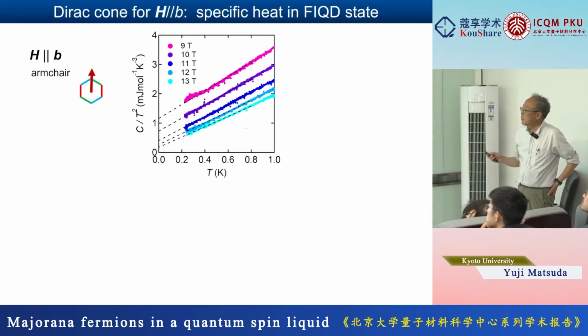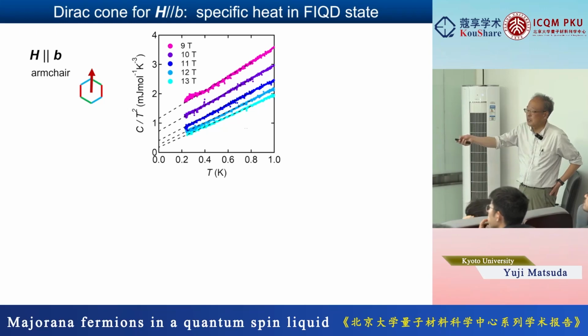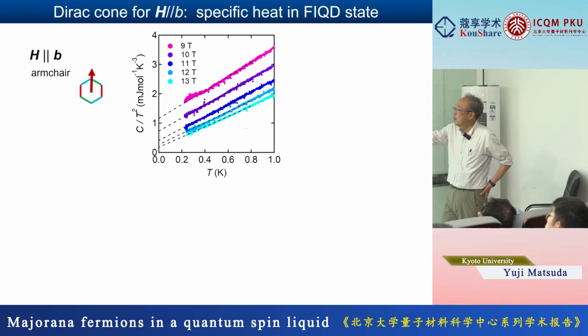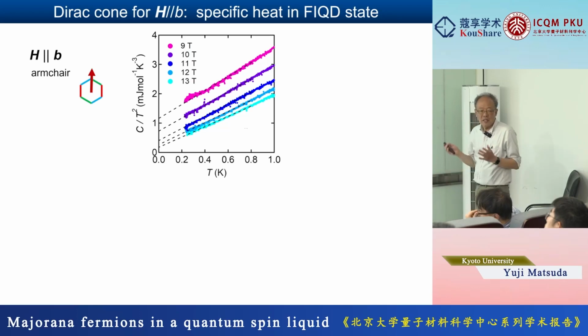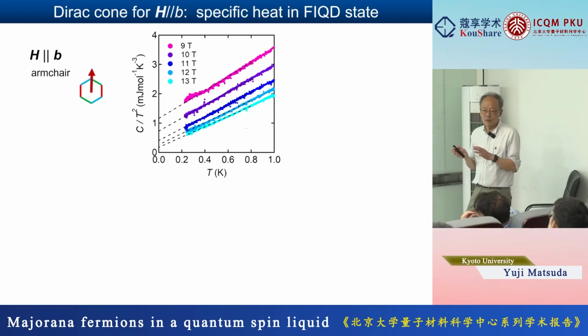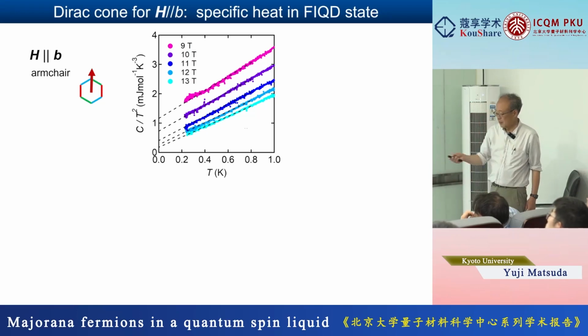Then, let me show you our result. First, we apply the magnetic field parallel to the b-axis, where the Dirac cone is predicted in the Majorana model. In this plot, C over T squared is plotted as a function of T. I'd like to emphasize that we do not subtract the phonon contribution, because once we subtract it, some people complain, how did you calculate the phonon contribution? This always occurs in the specific heat community.